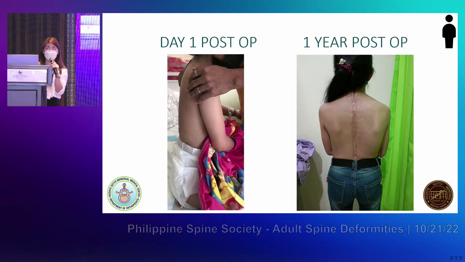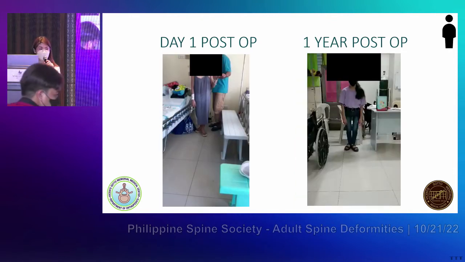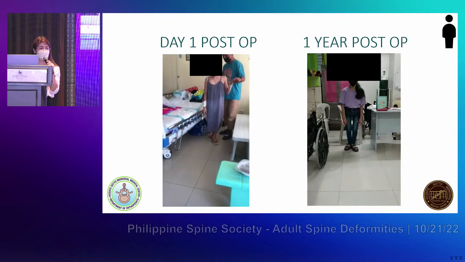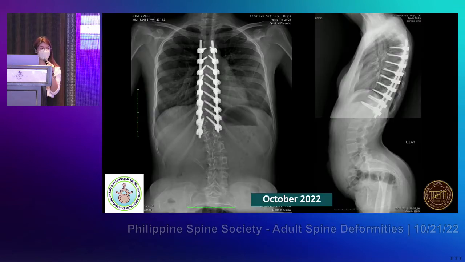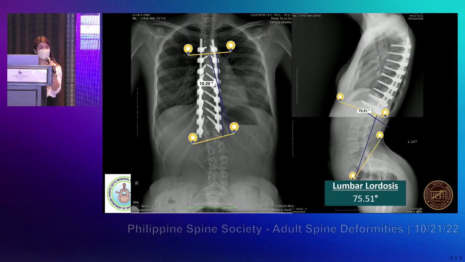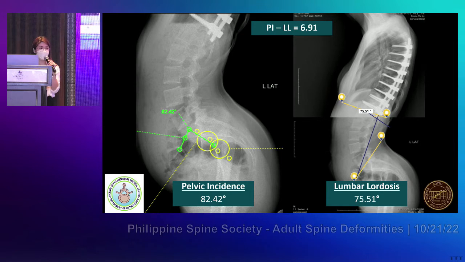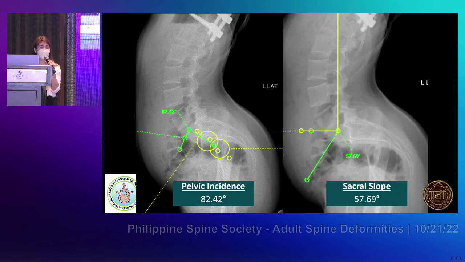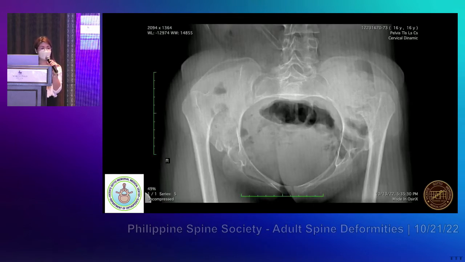These are the comparison of the gross pictures of our patient from the first day post-operative until 1 year post-operative. These are the patient's post-operative radiographs from 1 year post-op. We note a maintenance of the SVA within acceptable limits, as well as the Cobb's angle and the thoracic kyphosis. The lumbar lordosis increased somewhat to 75.51, with the pelvic incidence mismatch at 6.91. The sacral slope is increased at 57.69, and the pelvic tilt is 24. There is still the presence of the bilateral dislocated hip of the patient.